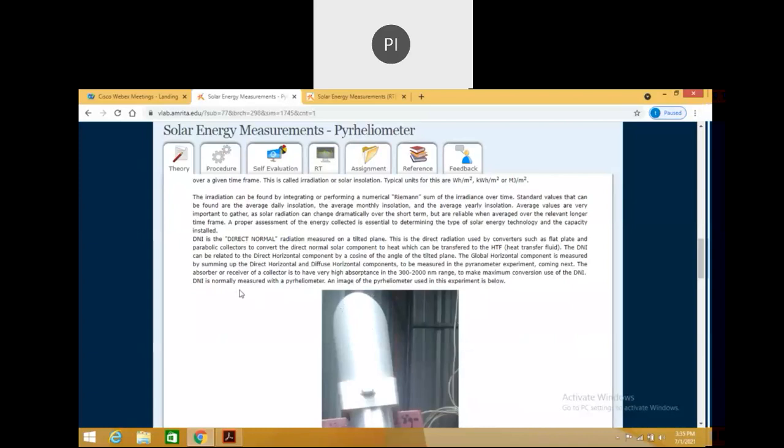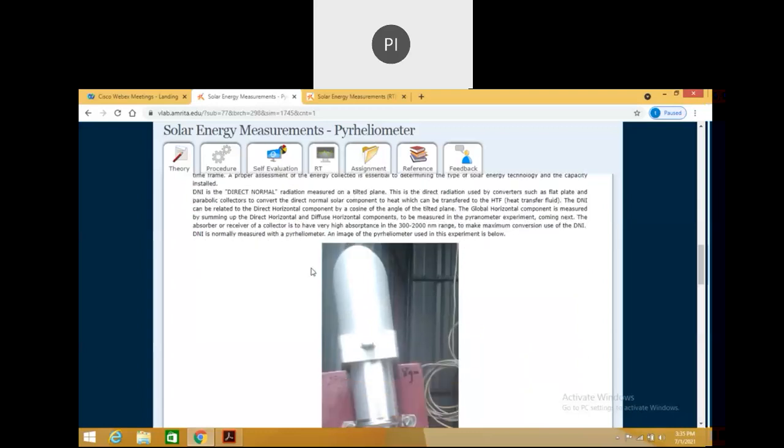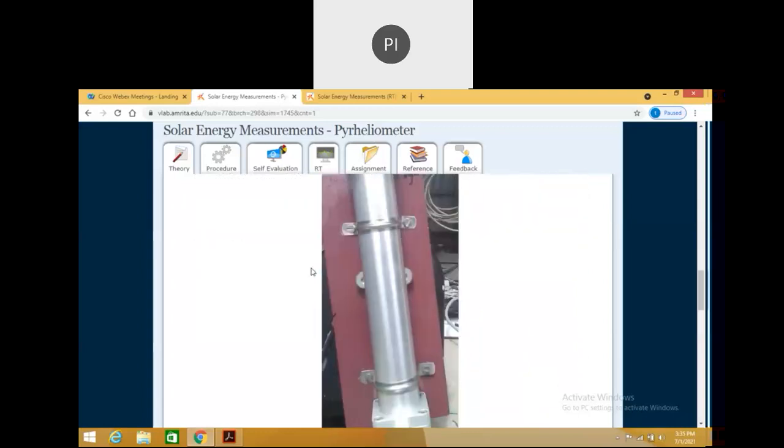The DNI can be related to the direct horizontal component by the cosine of the angle of the tilted plane. The global horizontal component is measured by summing up the direct horizontal and diffuse horizontal components, to be measured in the pyranometer. The pyranometer experiment is coming next. We are going to discuss the pyranometer.